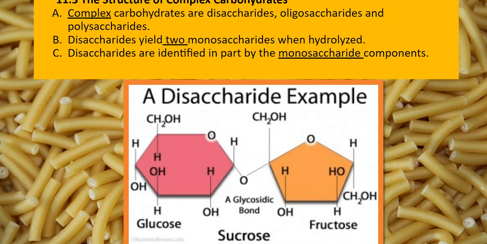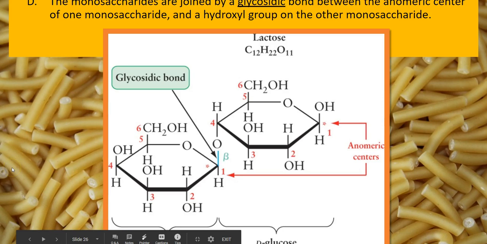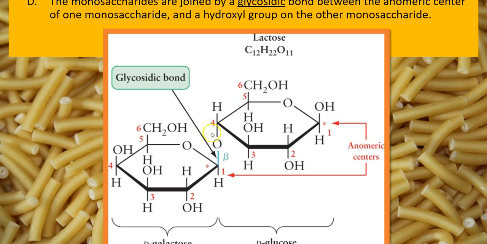Disaccharides yield 2 monosaccharides when hydrolyzed. Hydrolyzation will break this glycosidic bond here. So by definition, they're identified by their monosaccharide components. Monosaccharides are joined by this glycosidic bond between the anomeric carbon, which is right here, and the OH, which kicks off a hydrogen to allow for this glycosidic bond. This is a beta because it's pointing upwards.